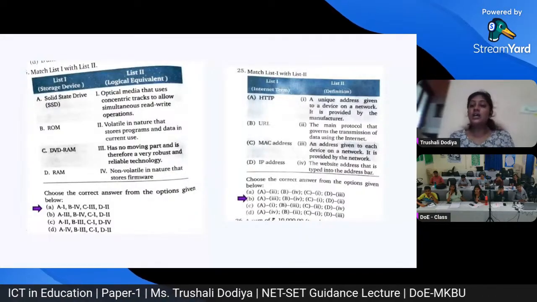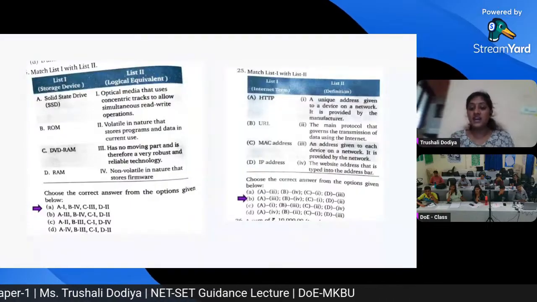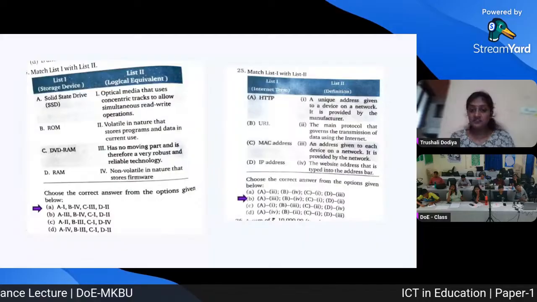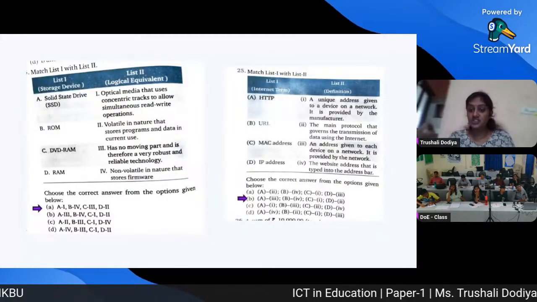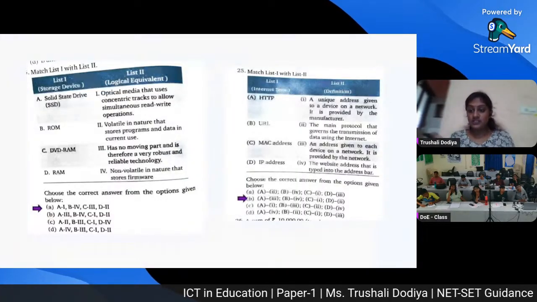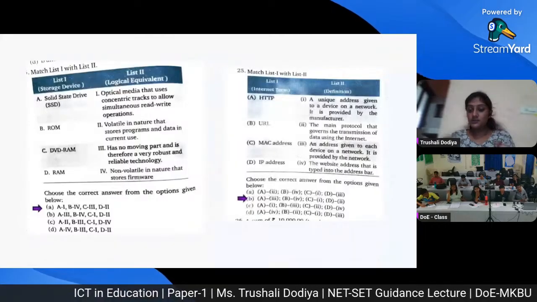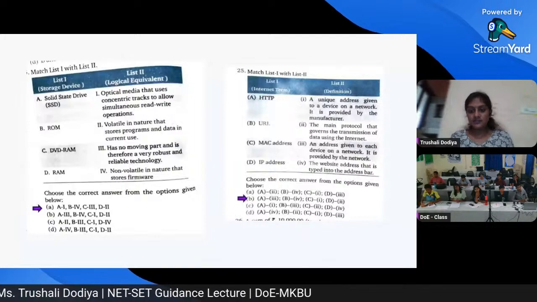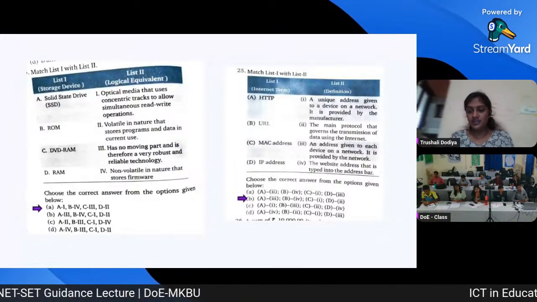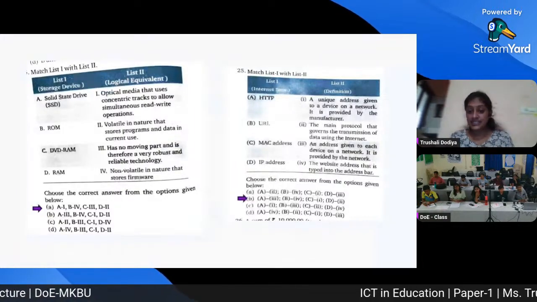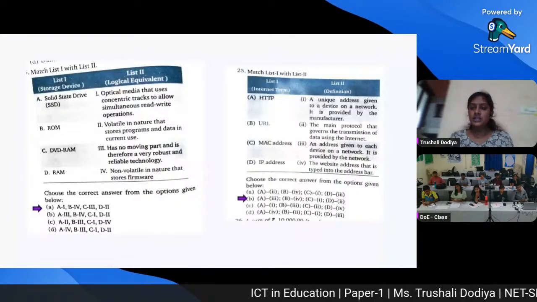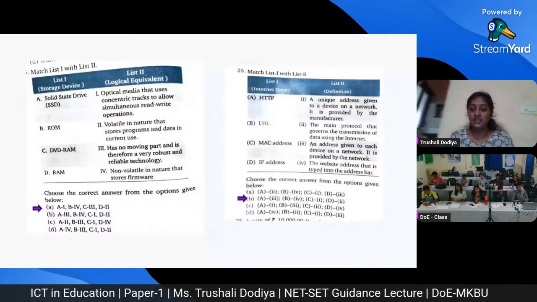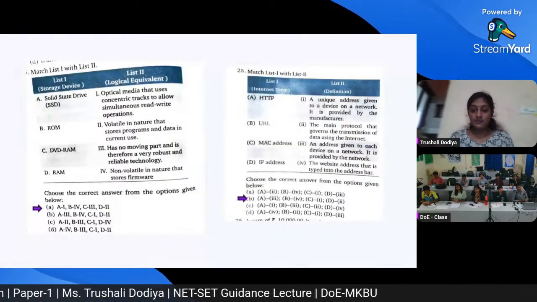HTTP refers to an address given to each device on a network. It is provided by the network. Whenever we are accessing any web page, in the initials there will be HTTP. URL refers to the website address, whatever we are sharing. Then MAC address refers to a unique address given to a device on a network. It is provided by the manufacturer.